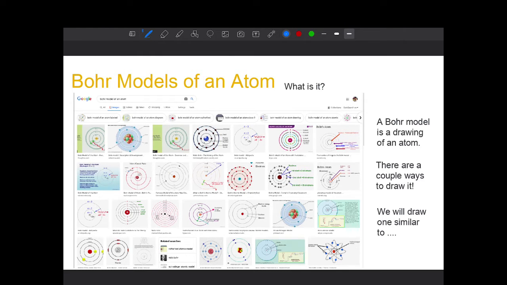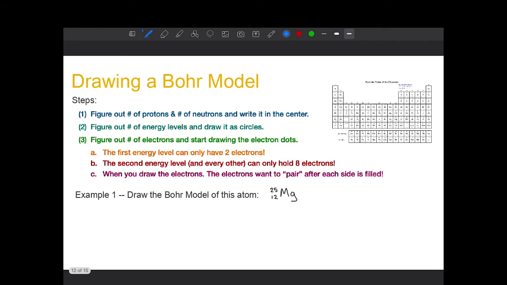And in this class, we're going to be drawing it similar to this one right here. Again, there are different ways to draw Bohr models, but we're going to do it in a certain way that will help us in the future. Alright, here's an example of how to draw a Bohr model of this atom right here.